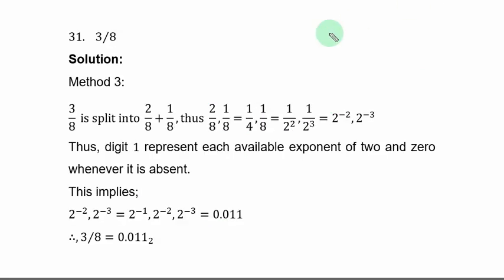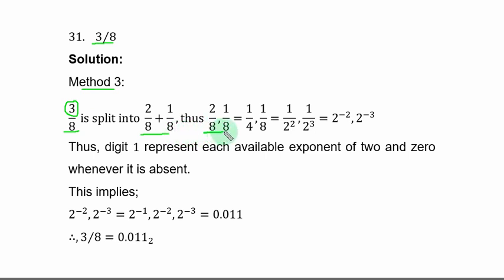Example 31. Convert 3/8 in base 10 to base 2. We've done this one before, but we want to use method 3 to solve it again and see what we have. What we do here is that we split 3/8, precisely the numerator, into simpler numbers, and that is 2/8 plus 1/8.